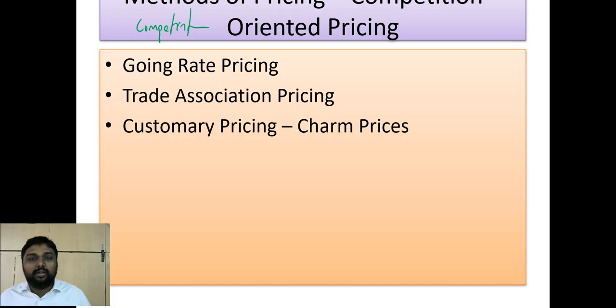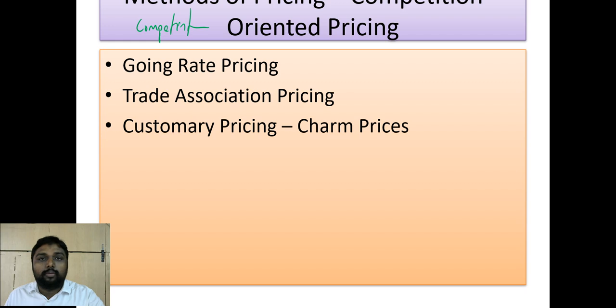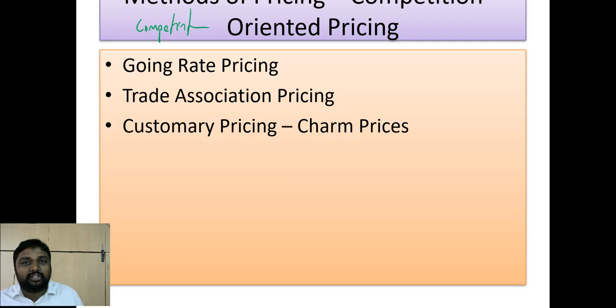Next one is customary pricing or charm pricing. Customary means it's a traditional pricing, traditionally fixed for a particular product. You can take the example of chewing gum. That's 1 rupee always. Now also Center Fresh is 1 rupee. When you were a child, it was 1 rupee. Now also it is 1 rupee. So it is customary that the price of Center Fresh is 1 rupee.